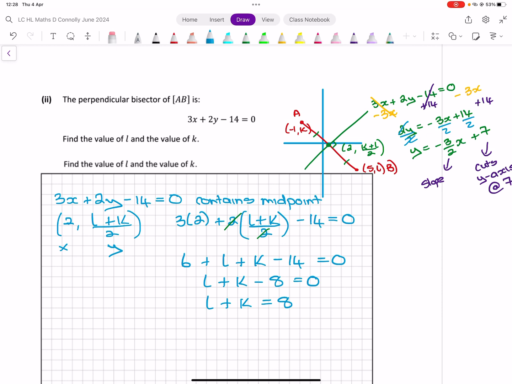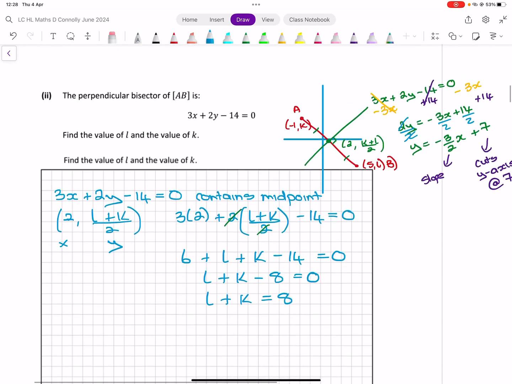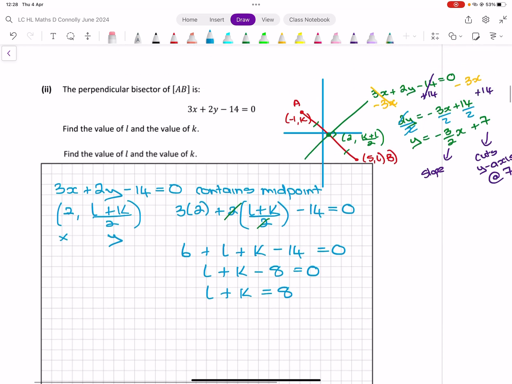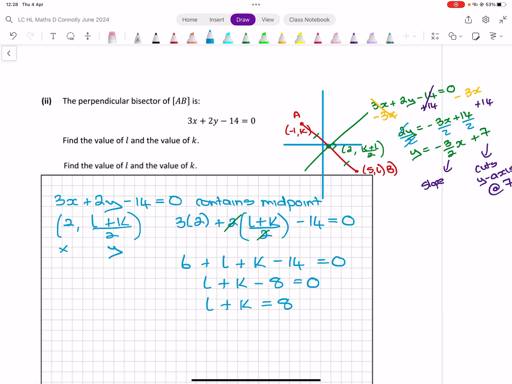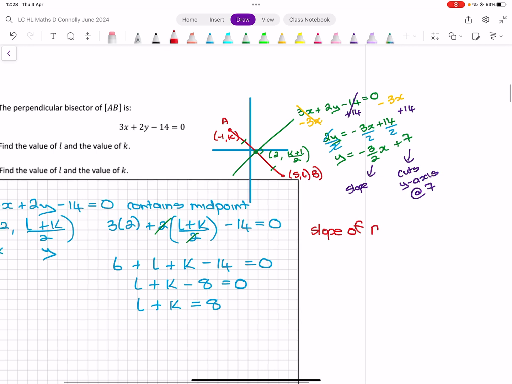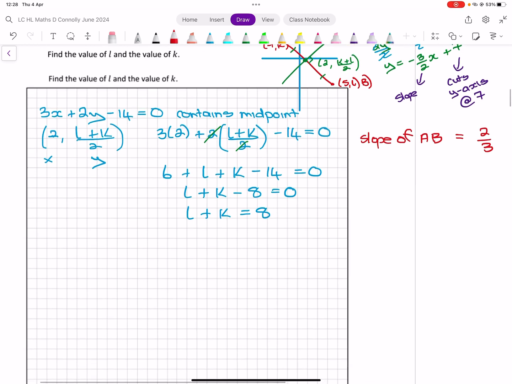That's not an equation I can solve because there's 2 unknowns and 1 equation. But if I can get another equation, I can probably do something with the slope. So if the slope of the green line is minus 3 over 2, then the slope of AB is 2 over 3. Flip it and change the sign. Now, can I do something with that?